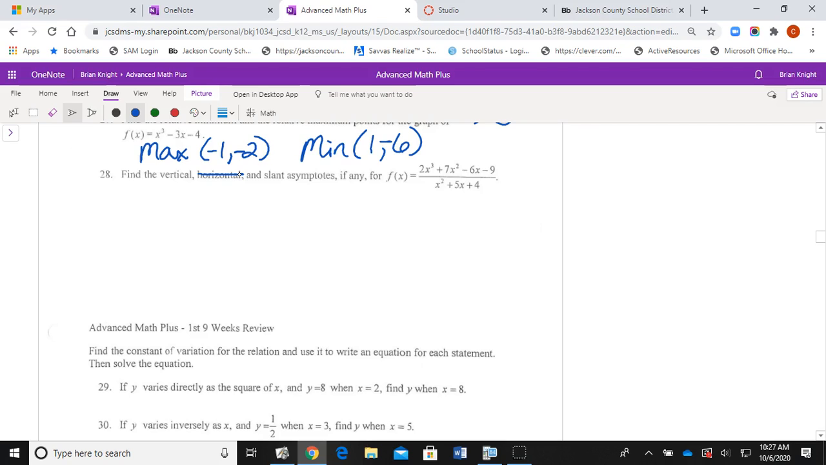So to get the vertical, we factor this bottom part here. What two numbers multiply to be 4 and add up to 5? 4 and 1. So plus 4, plus 1. So what would make the bottom 0? What two numbers would make the denominator 0?